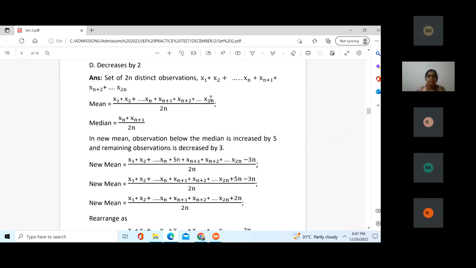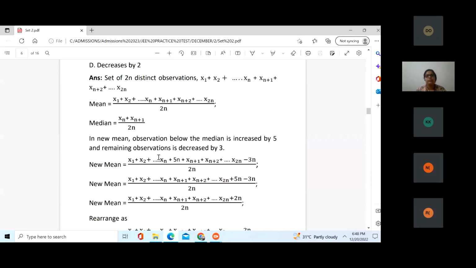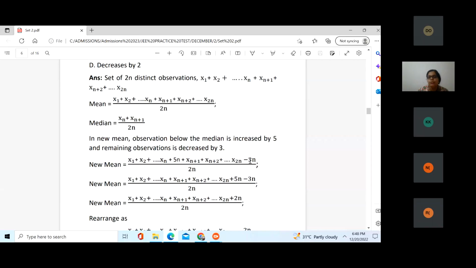So what will be the new mean? It is x1 plus x2 plus etc. xn, where all of them are increased by 5, so 5n in total. In the second case, xn plus 1 up to x2n, we are decreasing each by 3. So I have rearranged it as: new mean equals x1 plus x2 plus etc. xn plus 5n, plus xn plus 1 plus xn plus 2 plus etc. x2n minus 3n, all divided by 2n. Now in these terms, you can subtract the 5n and 3n terms, and you get 2n.